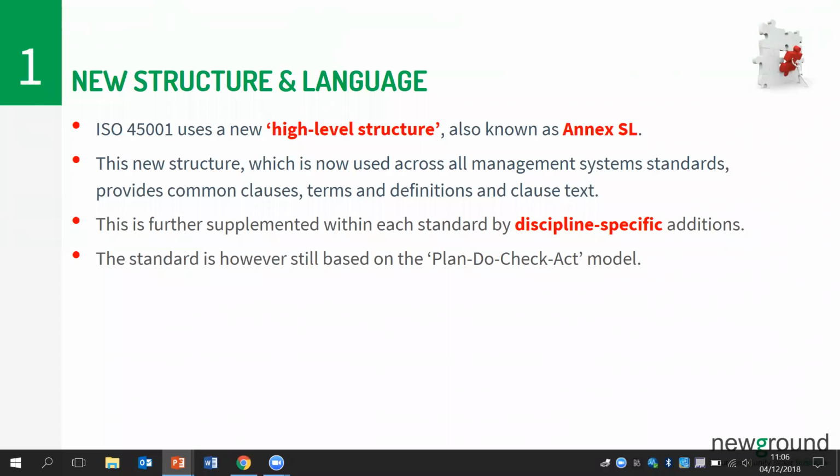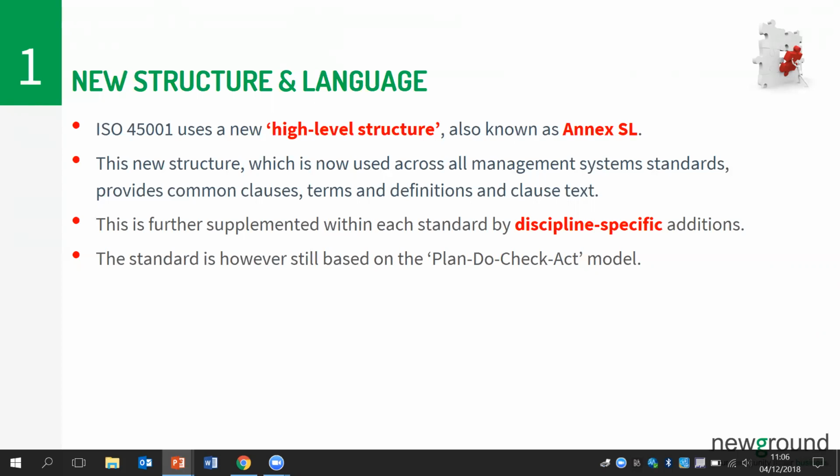In addition to this, within each separate standard, there is also discipline-specific content, such as hazard identification in ISO 45001, environmental aspects in 14001, or customer satisfaction in 9001. These are just examples of where each separate standard has its own discipline-specific content. But in the main, they're all following now the same high-level structure.